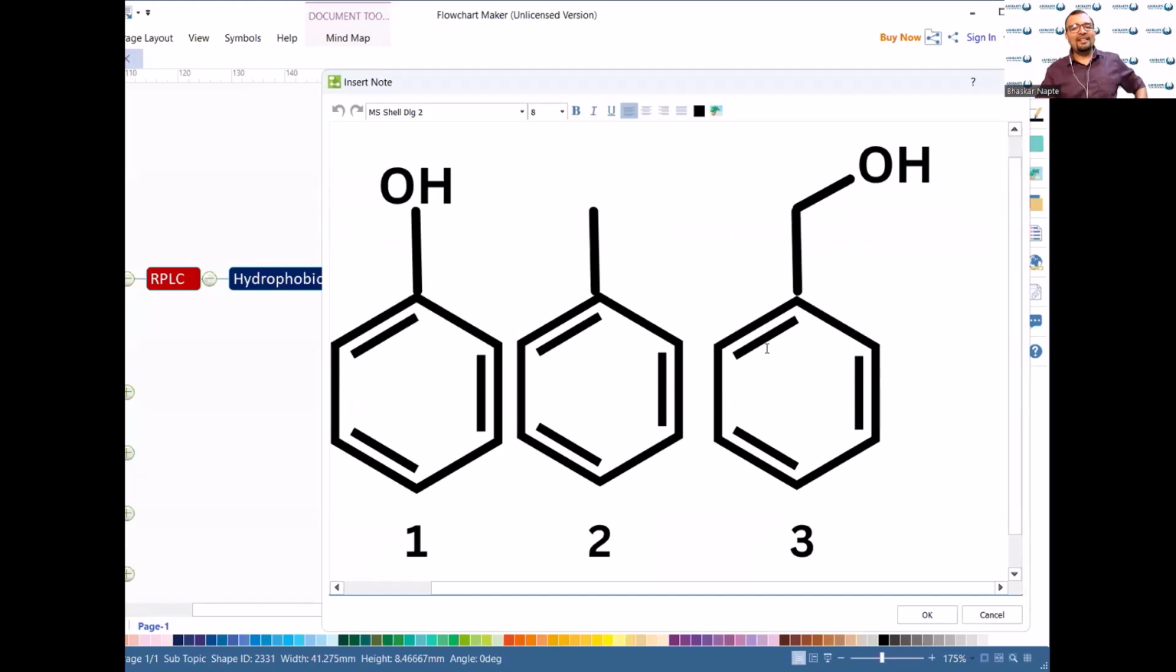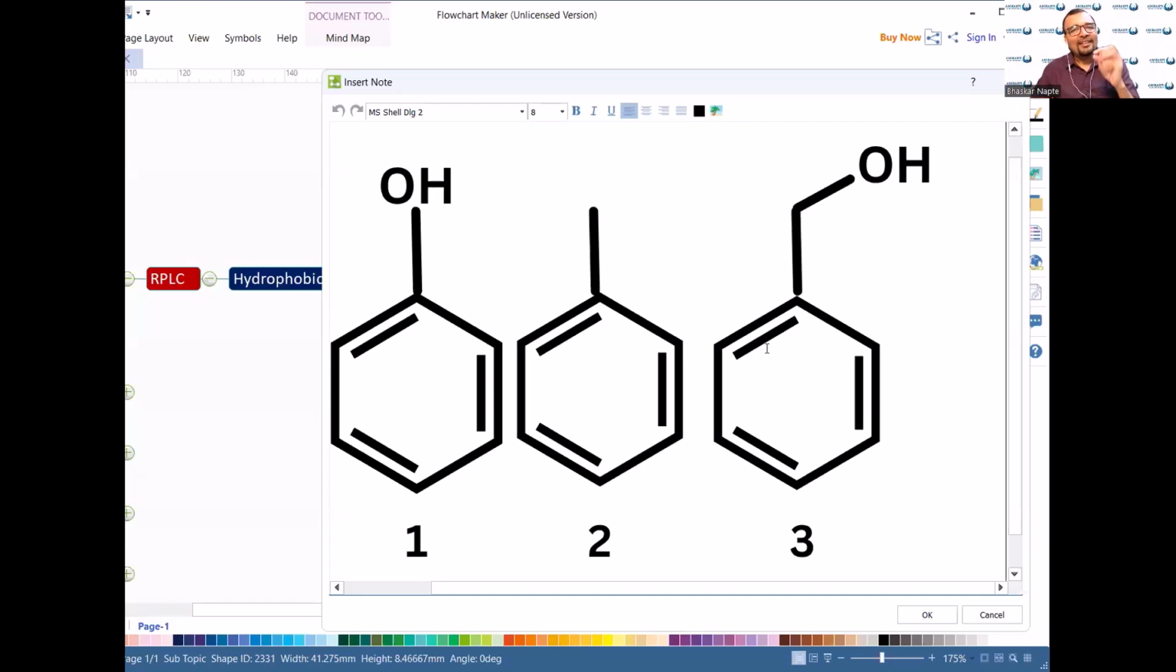Let us take these 3 compounds as an example once again to understand this retention mechanism. Which compound, according to you, is going to have the highest retention time? Is it compound 1, 2, or 3? I am talking about reverse phase liquid chromatography.